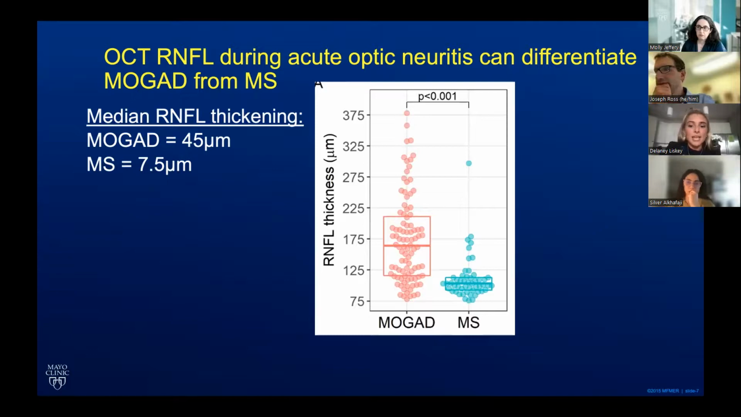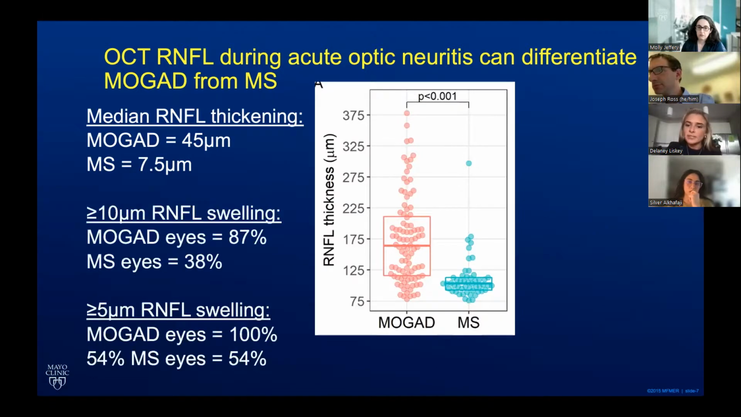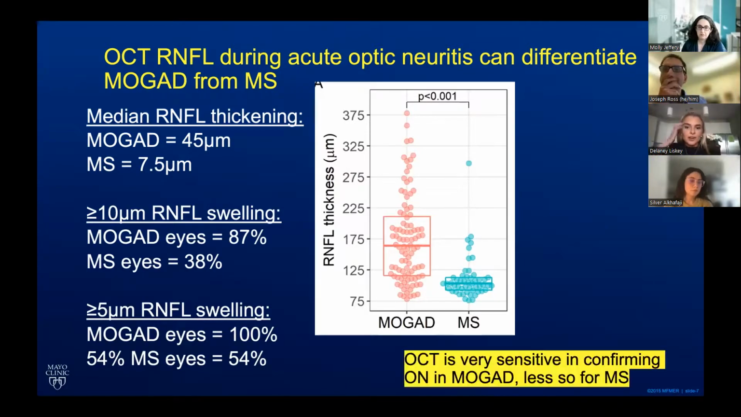And just to remind us all again, the variability amongst images is approximately 5 microns. And so in our data set, we were able to determine that 87% of our participants with MOGAD experienced at least 10 microns of swelling, with 100% of patients experiencing at least 5 microns of swelling. In contrast, only about 38% of the participants with MS experienced at least 10 microns of swelling. Therefore, we determined that OCT is very sensitive in confirming optic neuritis in patients with MOGAD. However, in MS, it may be less sensitive.